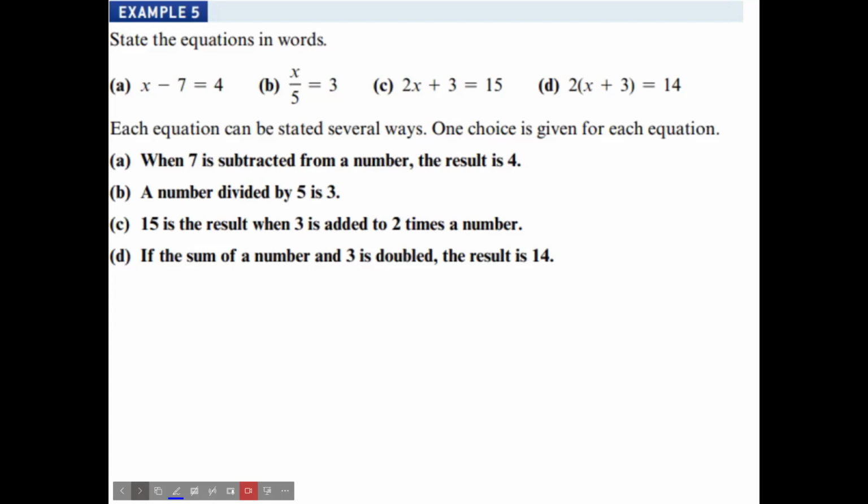Possible. So 2 times x plus 3 equals 14. So if the sum of the number and 3 is doubled, the result is 14. What else can we say? Well, let's leave it like that. So any questions?